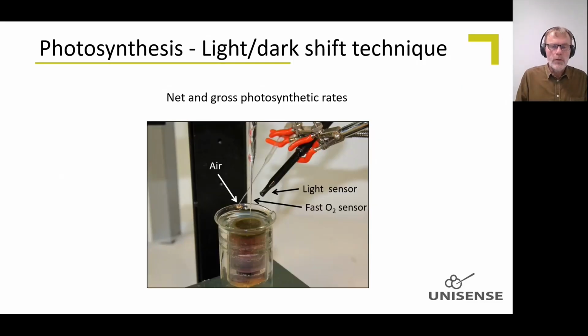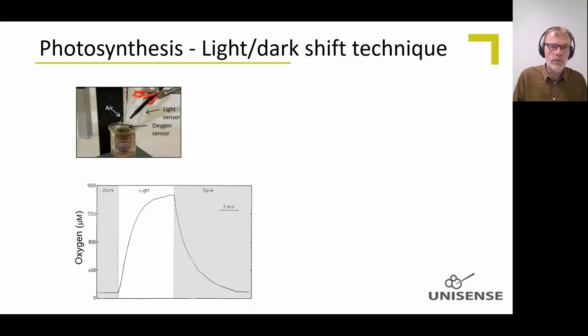What you need to do that is a light sensor, so you know exactly when the light is switched off, and you need a very fast responding oxygen sensor, with a 90% response time of 300 to 400 milliseconds. We have those, no problem.